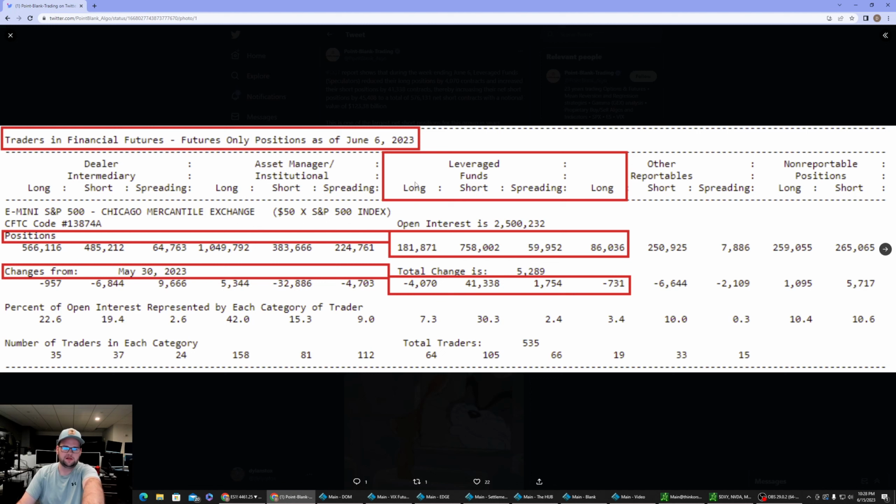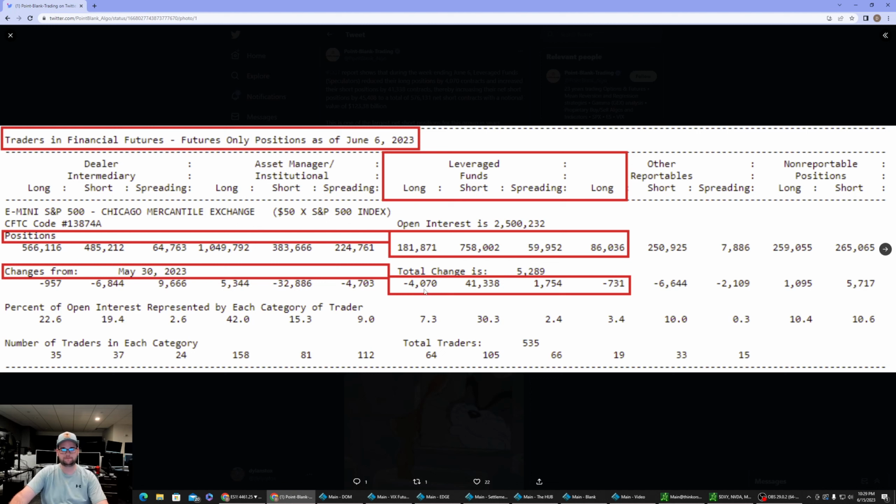Okay, so right here you have the longs below, and then you have the shorts. So these are S&P 500 futures, or futures in general. I don't even know, to be honest. So S&P 500 futures. Okay, so from May 30th to June 6th, these were the changes. Long positions were subtracted. There were 4,070 less longs. So anyone who was long, there were 4,000 that either took profits or exited for whatever reason, whatever the case may be.